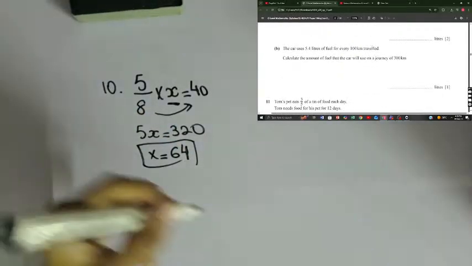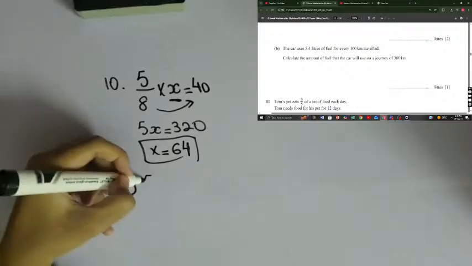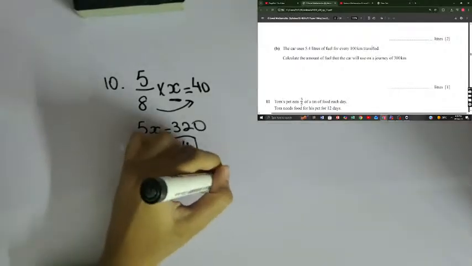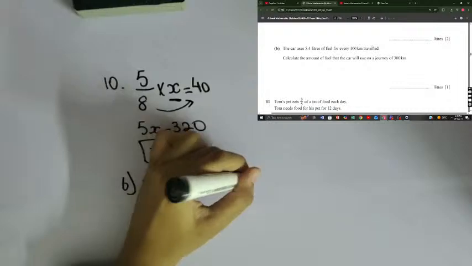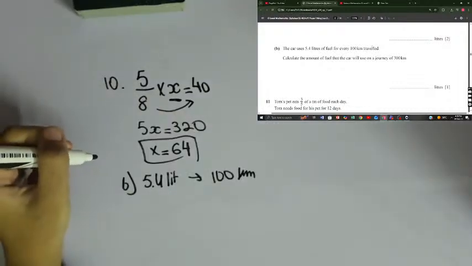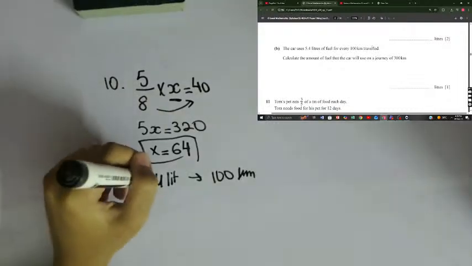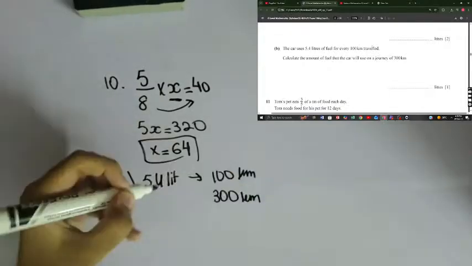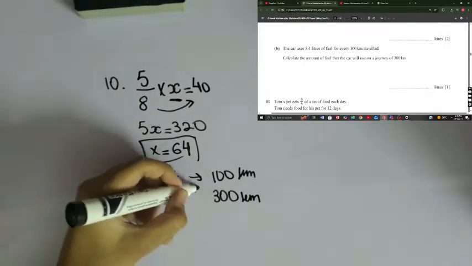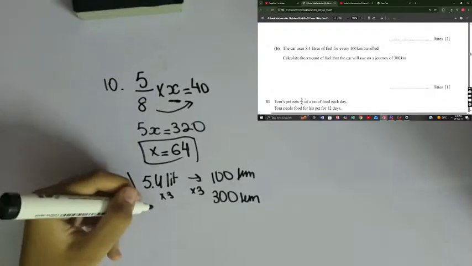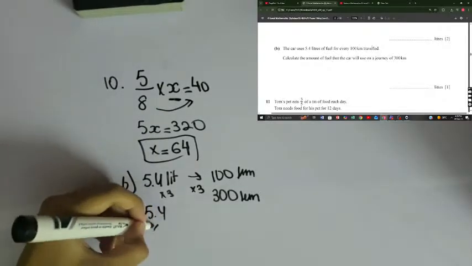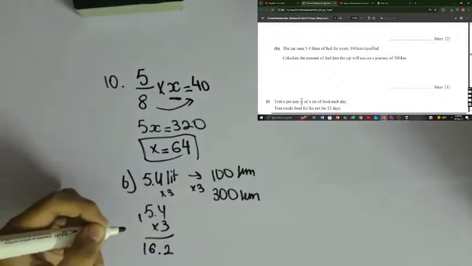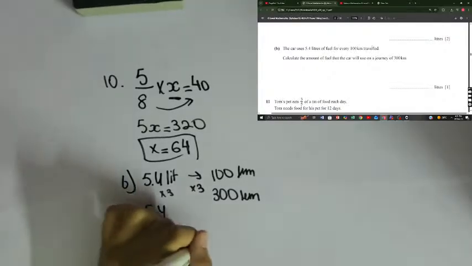The next thing we have is that the car uses 5.4 liters of fuel for every 100 kilometers traveled. Find the amount of fuel the car will use on a journey of 300 kilometers. Well, if it uses 5.4 on 100 kilometers, then on 300 kilometers it will use 3 times that number, because it's directly related. So 5.4 multiplied by 3 would simply be 16.2. So it would use 16.2 liters on a journey of 300 kilometers.